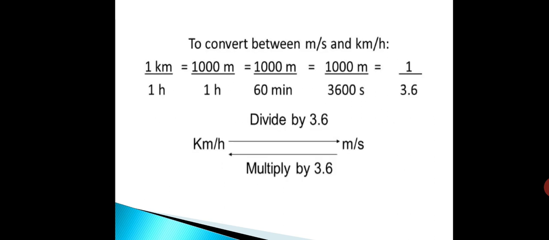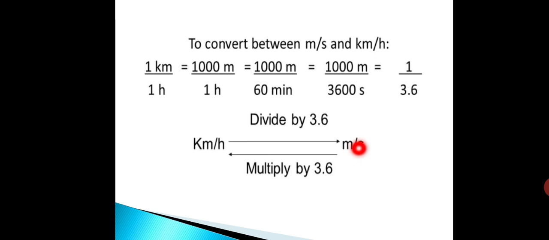But dear students, a memory tip, a very simple trick for you: suppose you have to convert kilometer per hour to meter per second. This was how I found 3.6. I have explained that, but I'll tell you a very simple thing. Suppose you have to convert kilometer per hour to meter per second. What will you do? You divide that value by 3.6.